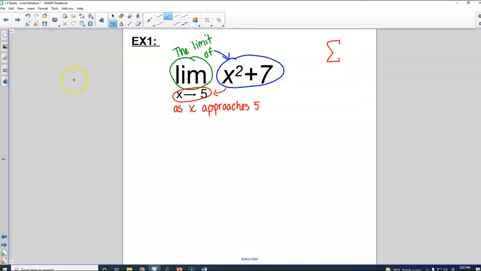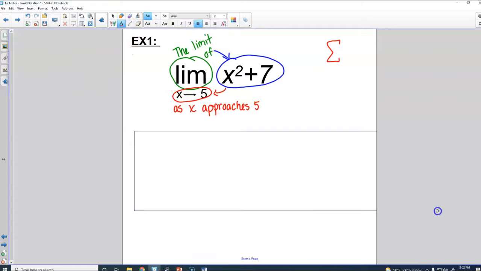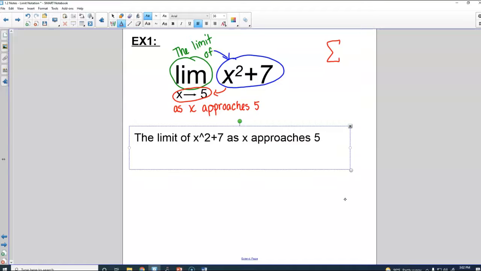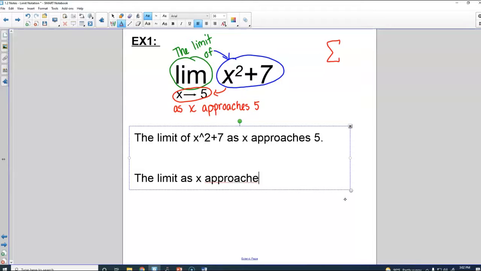Alright, so if I wanted to write this out in words, I would say the limit of x squared plus 7 as x approaches 5. Or you could say the limit as x approaches 5 of x squared plus 7. The order is not terribly important.